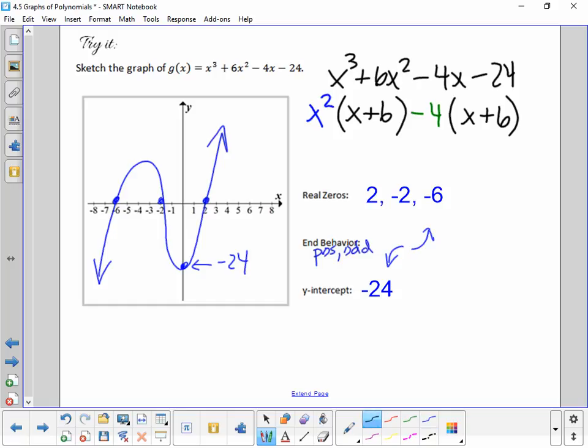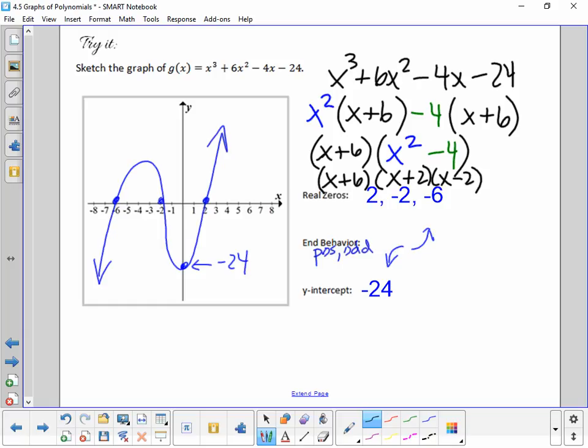And so we can factor the x plus 6 to the beginning because it's in both of the terms, and that leaves an x squared minus 4. And we can factor that x squared minus 4 just a little bit more. X squared minus 4 is the same as x plus 2 and x minus 2. So the real zeros of this function are 2, that comes from this factor, negative 2, that came from this factor, and negative 6 came from this factor. And you can see the graph there.